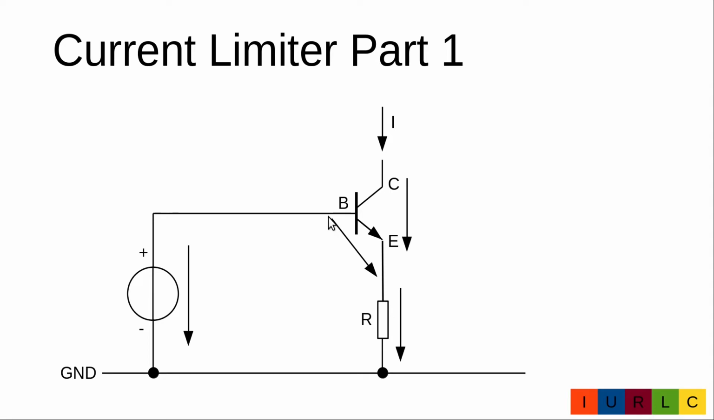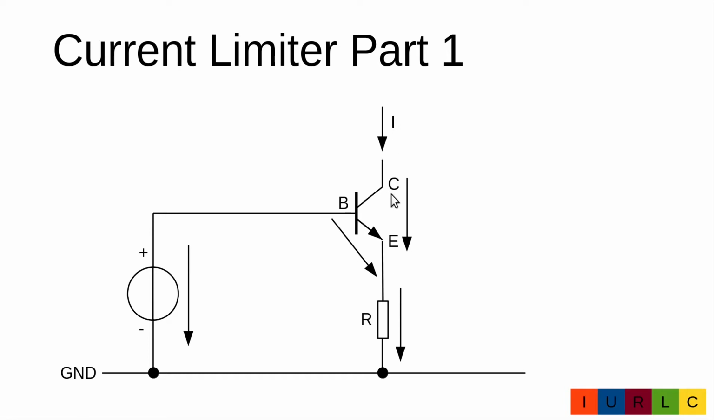The voltage between base and emitter is 0.7 volt. So the voltage on the resistor is base voltage minus 0.7 volt. This voltage divided by the resistance of the resistor defines the current of the current limiter. Due to the high amplification of the transistor, we can neglect the base current to the emitter, and so the current in the emitter is more or less the collector current.